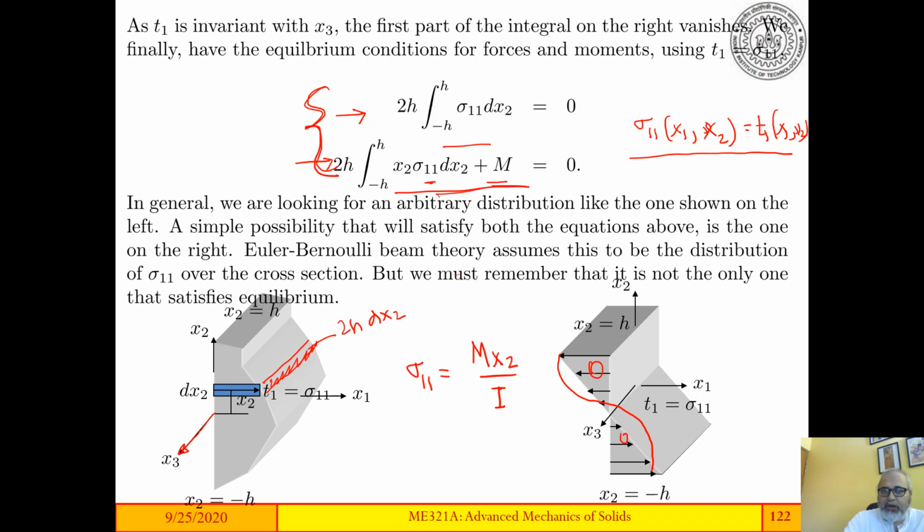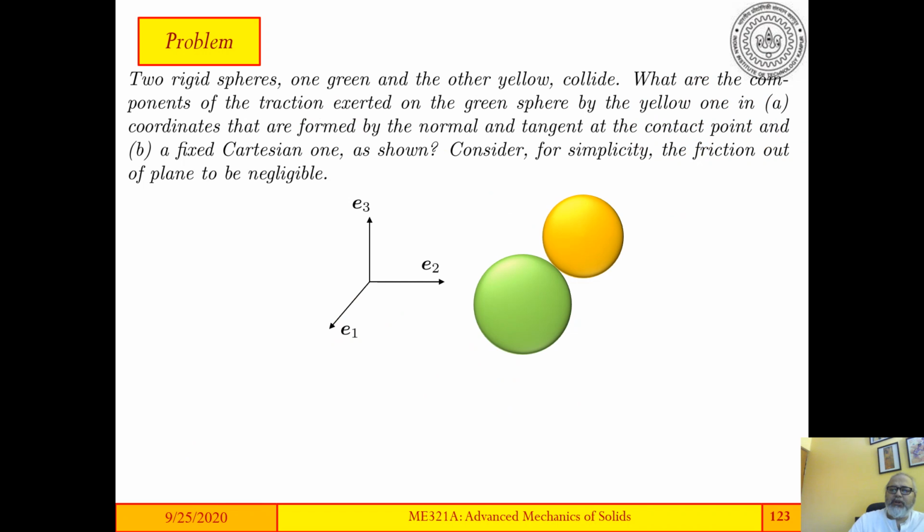Let us take up another problem, a problem of two spheres which are in contact with each other. So here again, the problem is meant to show you what exactly the tractions mean. So how do you calculate the tractions? How do you handle them? So in this case, let us neglect friction out of the plane. So there's no friction in the out of the plane direction here.